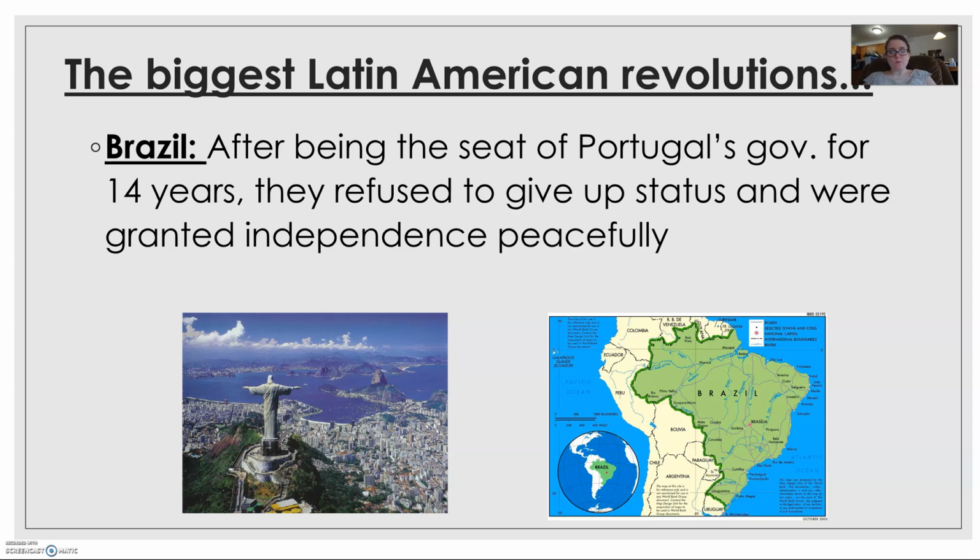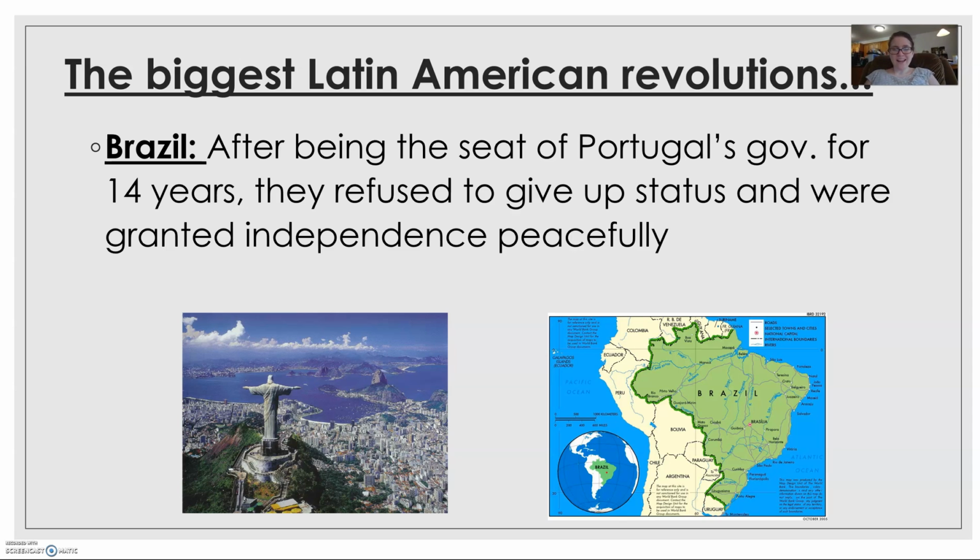So, while Napoleon was invading Spain and Portugal, while Napoleon was having his peninsular campaigns in Iberia, the Portuguese royal family actually fled and escaped to their holdings in Brazil. So for 14 whole years, Portugal was in Rio de Janeiro. The entire Portuguese government was run out of Brazil.